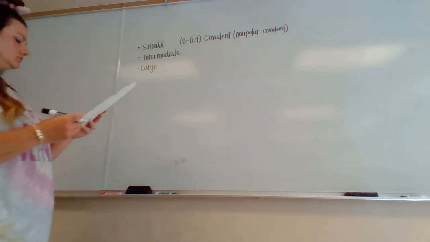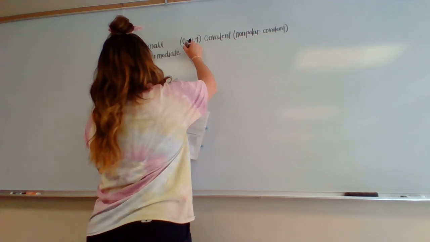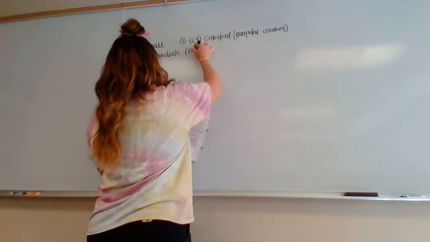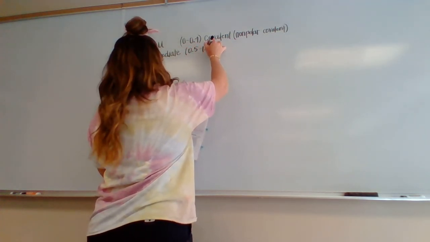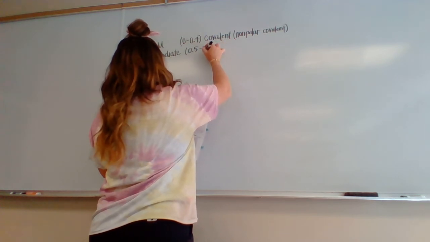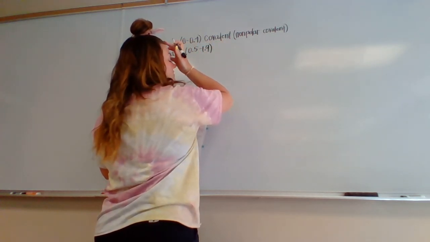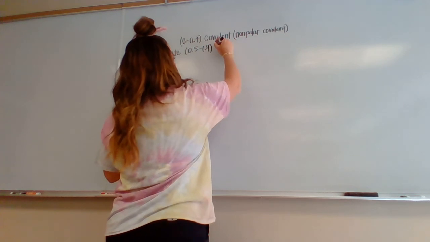Classification of bonds: small, intermediate, large. Intermediate is going to be about 0.5 to 1.9. That is going to be a polar covalent bond.